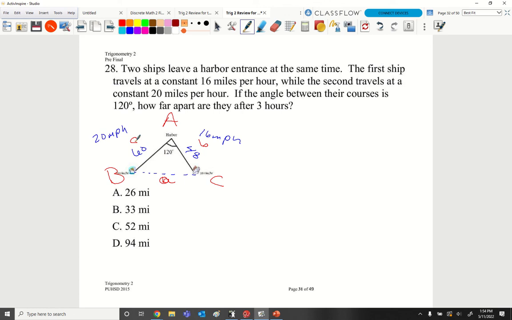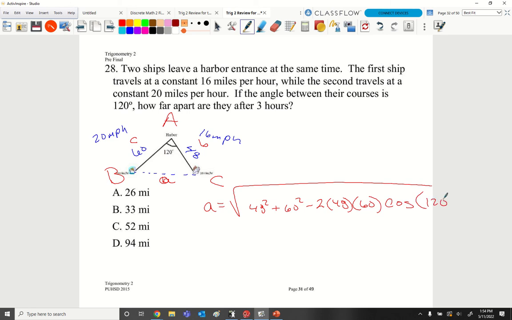Okay? So now, we're going to solve for little a, so my formula is going to look like this. Little a equals square root of B squared, so that's 48 squared plus 60 squared minus 2 times 48 times 60 times cosine of 120.